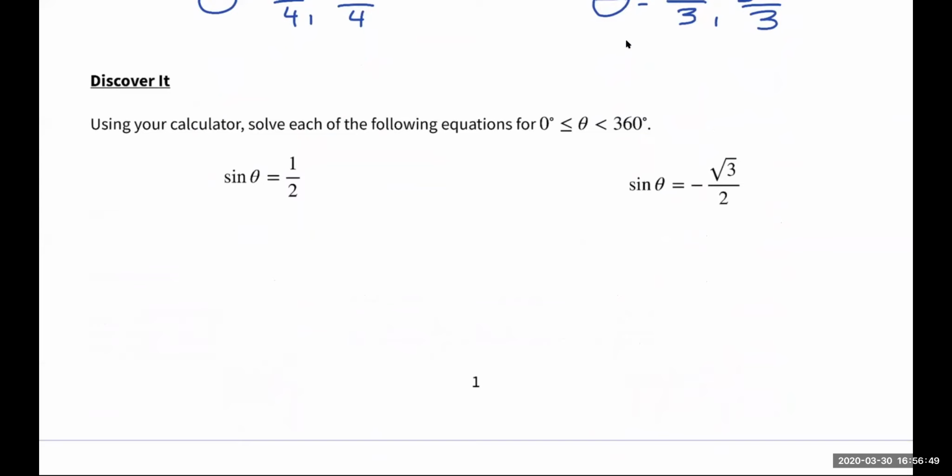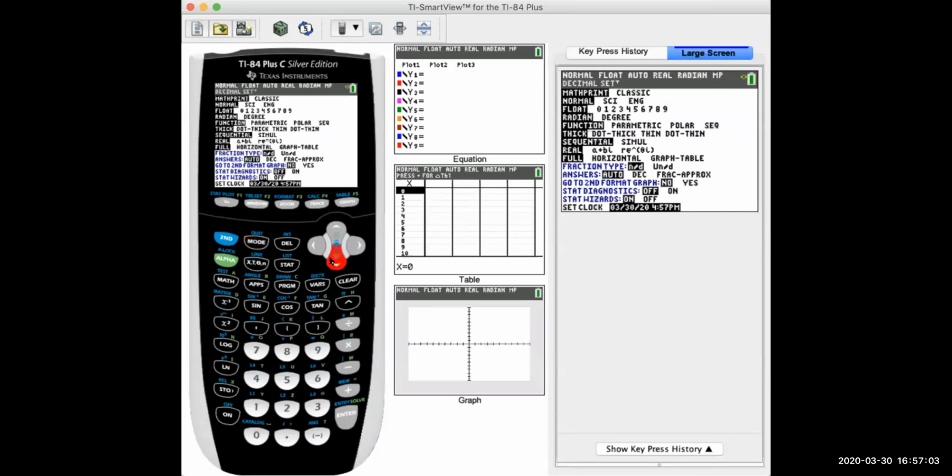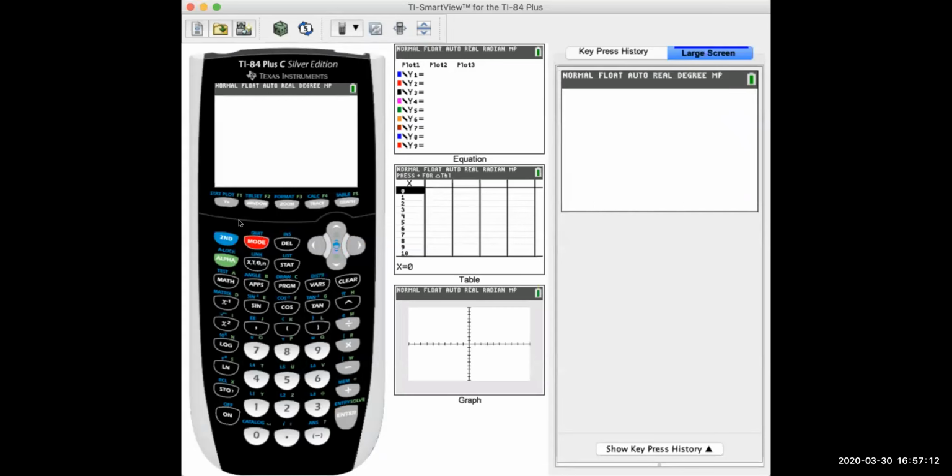All right, so I'm going to go ahead and get my calculator up here. Handy dandy calculator. First thing we're going to do is make sure that we are in degrees. So I'm going to go to mode, scroll on down. Right now I'm in radians, but I want to be in degrees. So scroll on over, hit enter. We're in degrees, we're good to go. Go ahead and quit out of your menu.